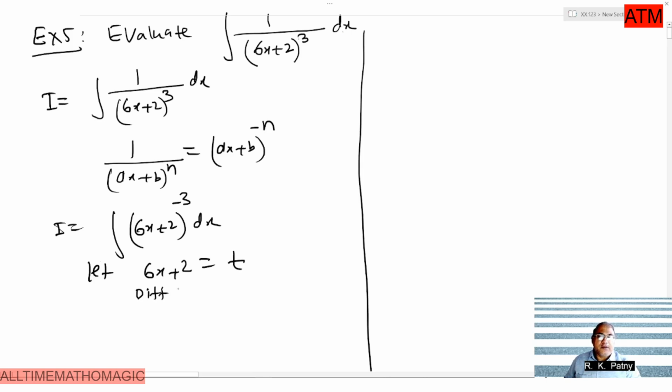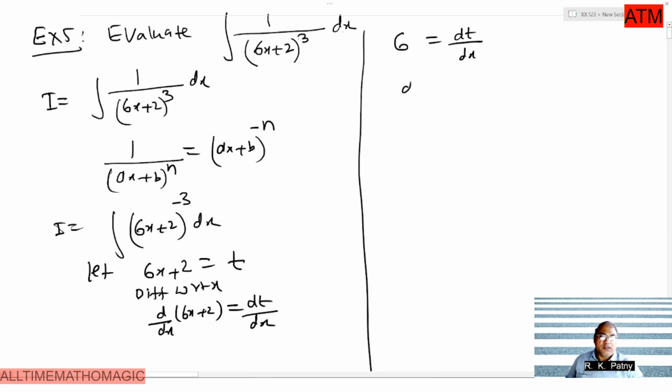Now differentiating with respect to x. Therefore the differentiation of 6x plus 2 with respect to x equals dt by dx. The derivative of 6x is 6, the derivative of 2 is 0, so it equals dt by dx. Therefore dx equals dt upon 6. Therefore I equals the integration of, in place of 6x plus 2 we can write t, so t raised to minus 3, and in place of dx you can write dt by 6.